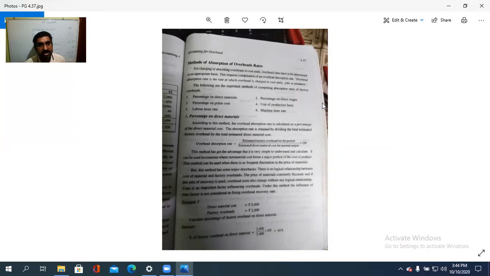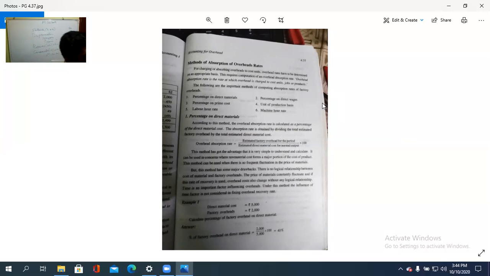Instead of direct material cost, it is direct labor cost. So what is the formula? Estimated factory overheads for the period divided by estimated direct labor cost for the period into 100. Third is percentage on prime cost. So estimated factory overheads divided by estimated prime cost into 100. Then unit of production basis. So factory overheads divided by number of units produced. Then labor hour rate. Factory overheads divided by total labor hours expended. And machine hour rate, factory overheads divided by total machine hours expended or incurred.